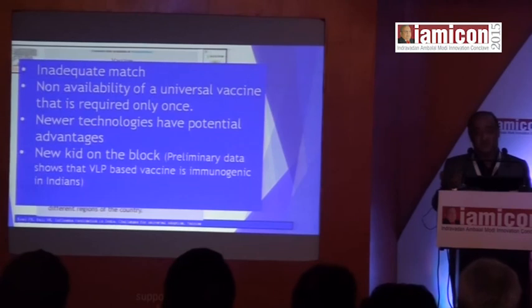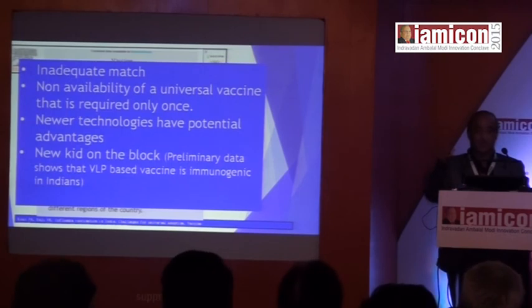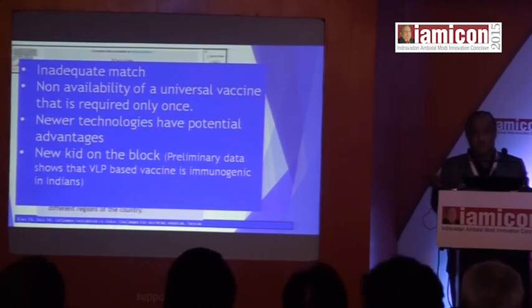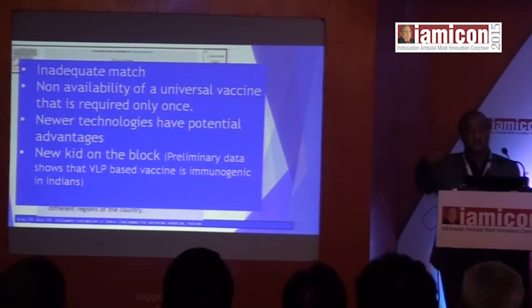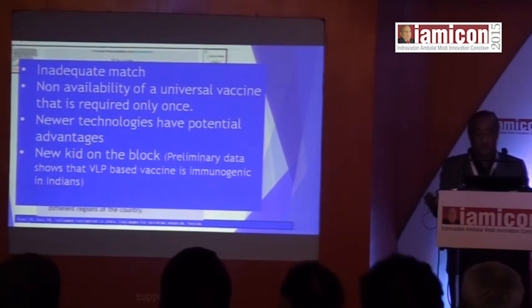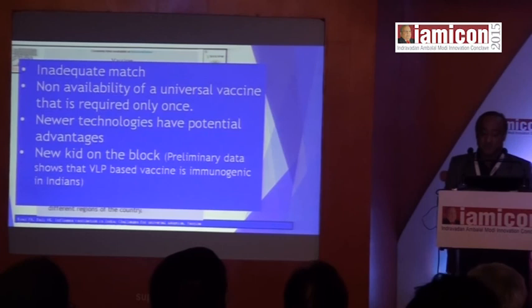And the biggest impediment ever is an inadequate match. You know that we have to forecast which would be the circulating virus. Then you would frame a vaccine for that. And there is a possibility that influenza might give you a slip. It might be a different virus that is circulating and the vaccine might be totally different. There is a non-availability of a universal vaccine that would have been required only once. Newer technologies distinctly have potential advantages, and VLP vaccines, they're a new kid on the block. Preliminary data shows that they're immunogenic, they seem to be safe, but it will be a while before we have the final answer.